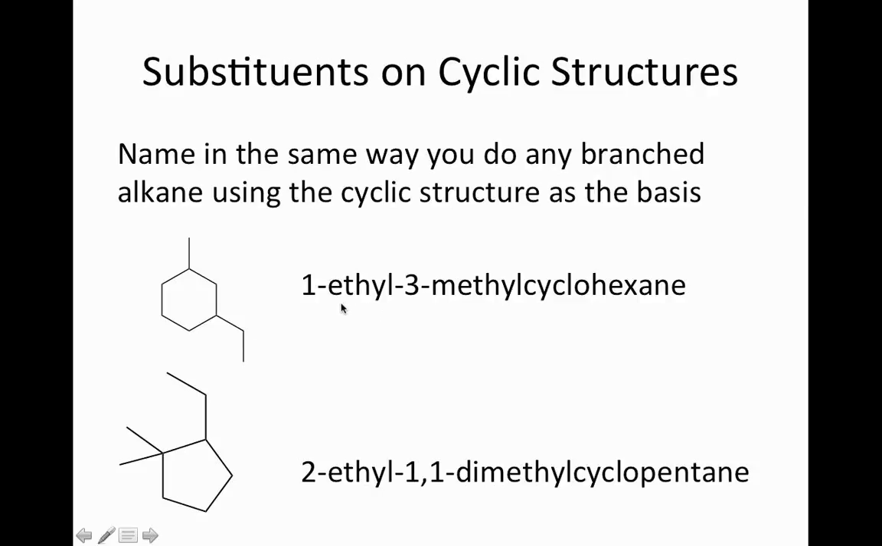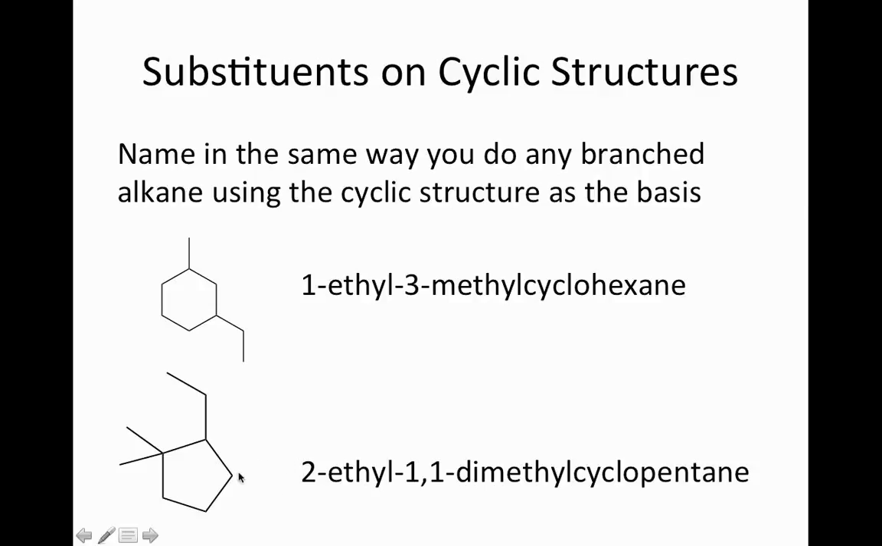So we append with prefixes the locants and names of the substituents to the basis, making this compound 1-ethyl-3-methylcyclohexane. In terms of the ordering of the substituents as listed before the basis, we simply put them in alphabetical order since both of them are alkyl substituents that have equivalent weighting.